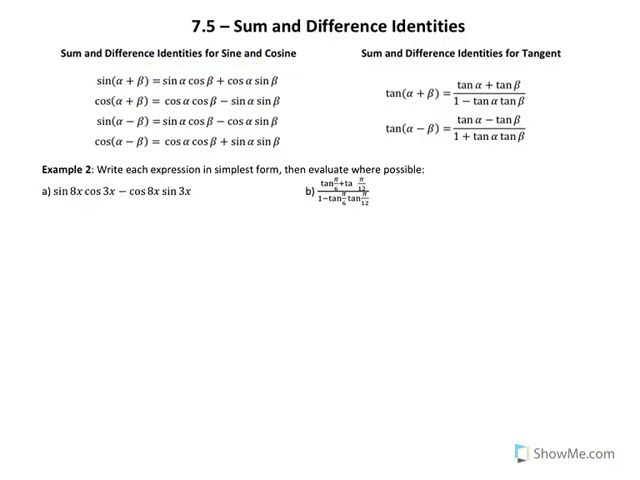Okay, example 2. We are just going to simplify where possible. So the first one, we have sine of 8x cos of 3x minus cos of 8x sine of 3x. If we look, that is the same as sine of a minus b. So we can go sine of a minus b. Our a value is going to be 8x. Our b value is going to be 3x.